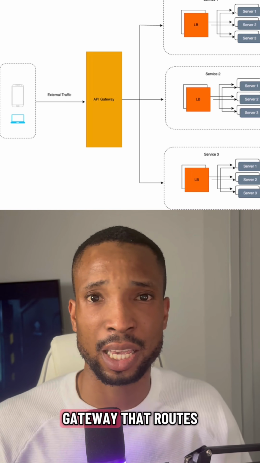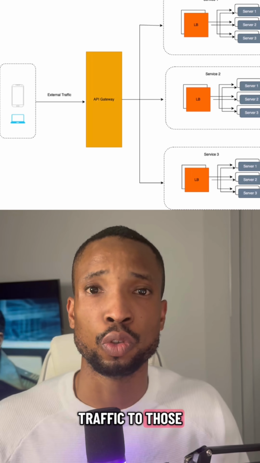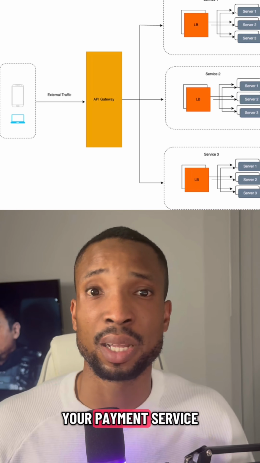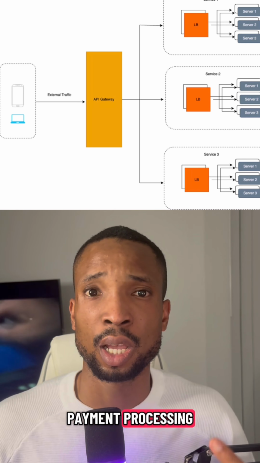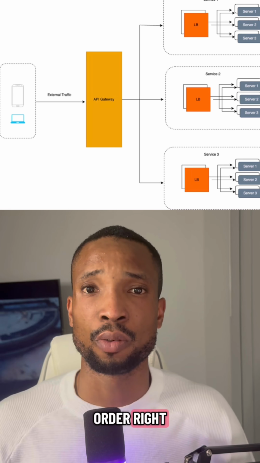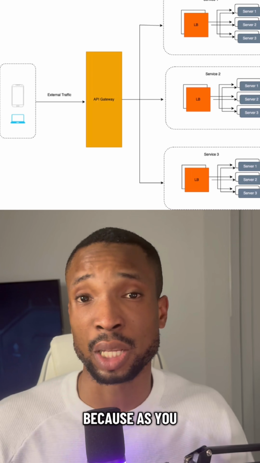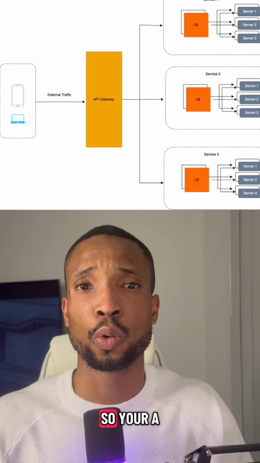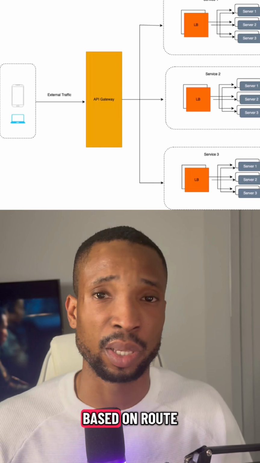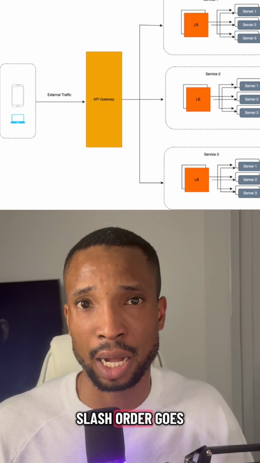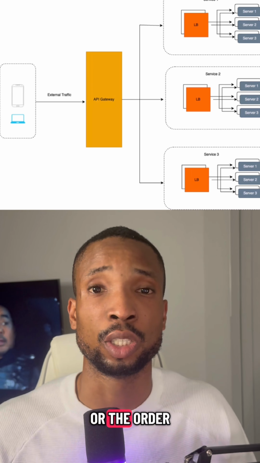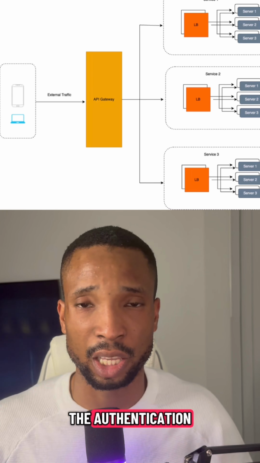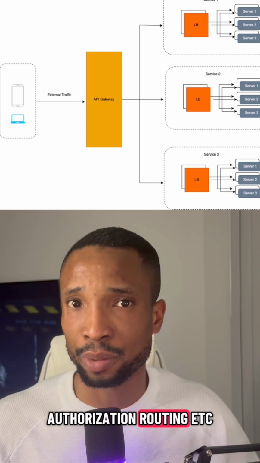So you have an API gateway that routes traffic to those APIs, right? You have your front end service, you have your payment service that does the payment processing, the order service that does the order, and some other microservices, because as you are expanding, your microservices could be expanding, right? So your API gateway routes the request based on route. Let's say that /order goes to the order API or the order microservice. So the API gateway handles all the authentication, authorization, routing, etc.